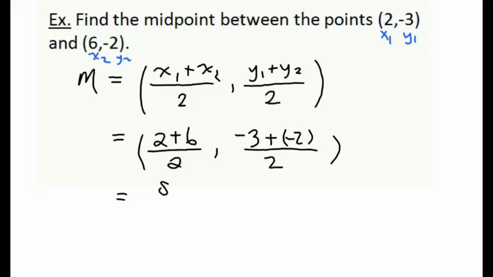6 plus 2 is 8. And here we have negative 3 minus 2 more. That'll give us negative 5. So our midpoint is going to be the point 4, negative 5 over 2.